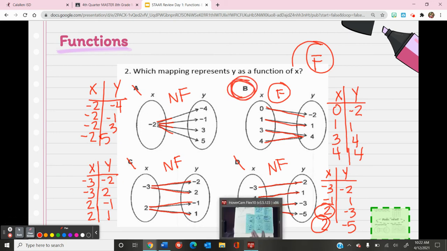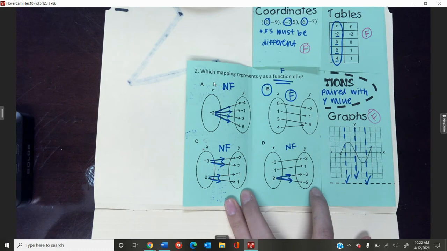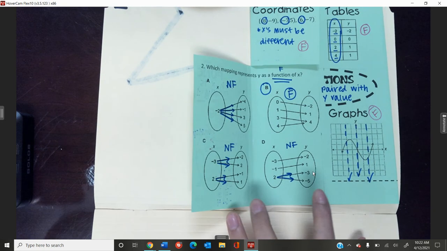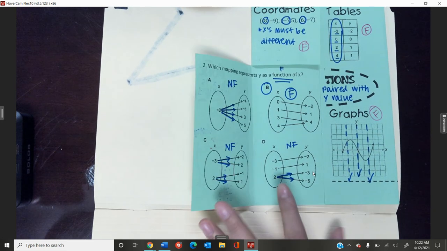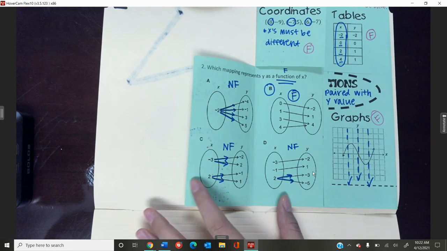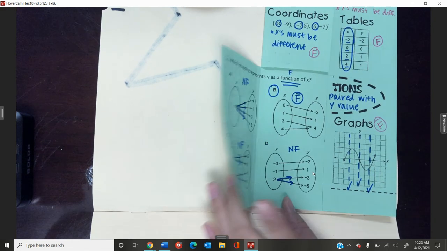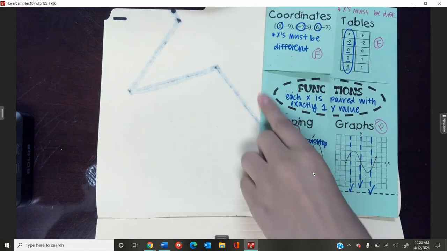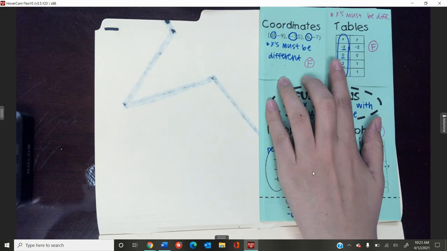So for the foldable here, you should have at least this written down. If you went ahead and wrote all the mappings, that's perfectly fine. That's going to help you out in the end. So if you need a second to pause, go ahead and do so. Otherwise, we're going to get into the next type of function, which are tables.